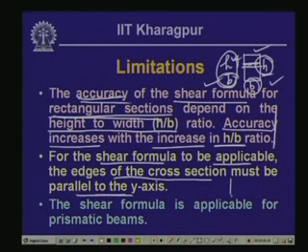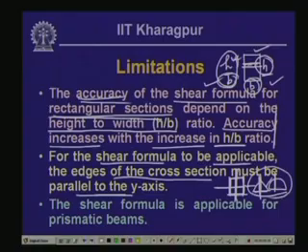What does it mean? If we have a section, this is the y axis and this is the z axis. For rectangular or square sections, these edges are parallel to the y axis. Now, if you have a section like a triangular one, or a semicircular one, for this kind of section the edges are not parallel to the y axis, and the shear stress formula cannot be used for evaluating stresses for such cross sections. So, this is one of the prime limitations of the shear formula.